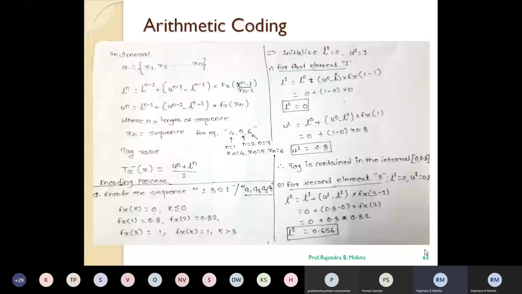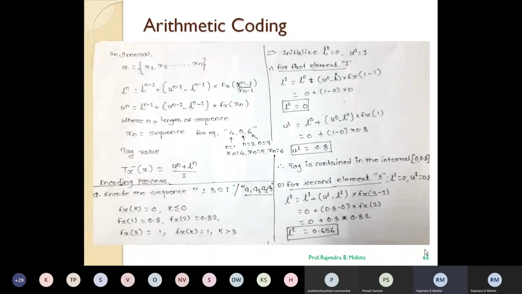Here n is the length of the sequence and xn is the sequence element. For example, if the given sequence consists of three numbers 4, 5, 6, with 4 at the first position, 5 at the second, and 6 at the third, then for 4, n is equal to 1 and xn is equal to 4. For 6, similarly, n is equal to 3 and xn is equal to 6. Similarly, you can calculate the tag value.